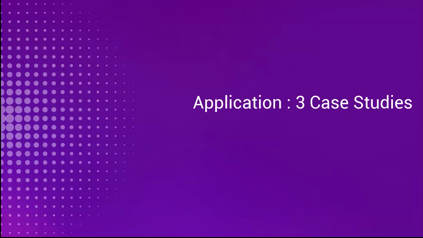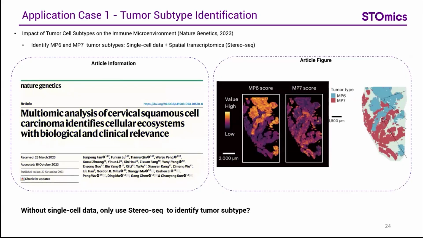After we review the performance on Stereo-seq data, let's take a look at some real case studies in scientific articles. First, I will share how to use gene co-expression algorithms to identify tumor subtypes. An article published in Nature Genetics explores the impact of tumor cell subtypes on the immune microenvironment.